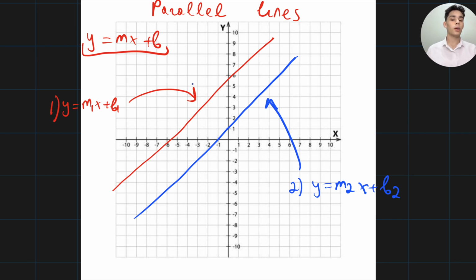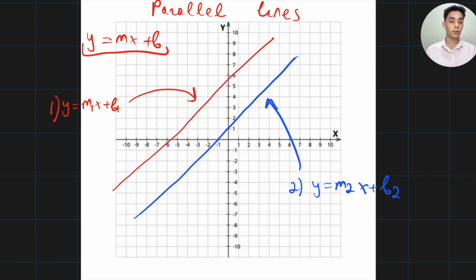Now, what are parallel lines? They are lines that never intersect each other. So, for us, intersection was when two lines crossed each other. Basically, this would be considered our intersection point. But because our lines are parallel, they will never ever touch each other. They will always be separate from each other in a way.